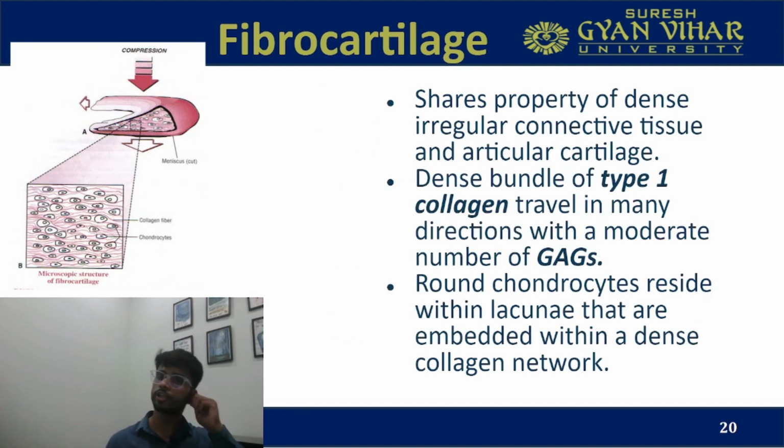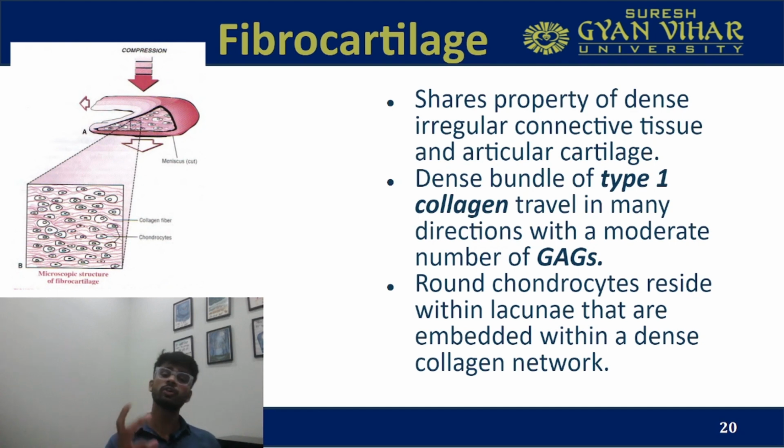The next important thing: first we studied dense irregular connective tissue, then we studied articular cartilage. Now there are some structures which are called fibrocartilage. They are also very important for joints. They play a very important role in the joint. They share the properties of the articular cartilage and of the dense irregular connective tissue. The property of dense irregular connective tissue is to provide stability and rigidity, while the property of articular cartilage is to provide shock absorption capacity.